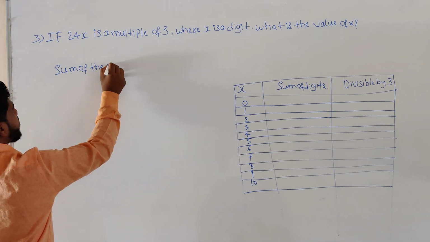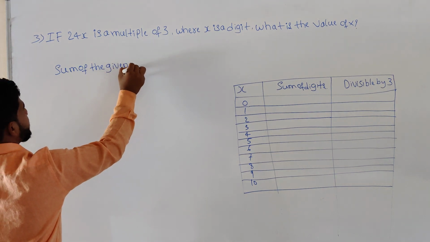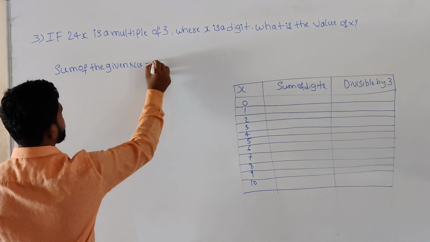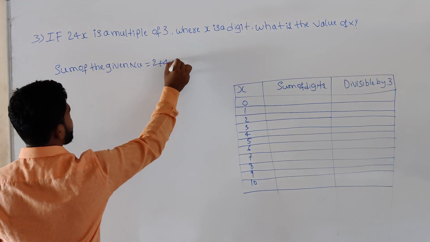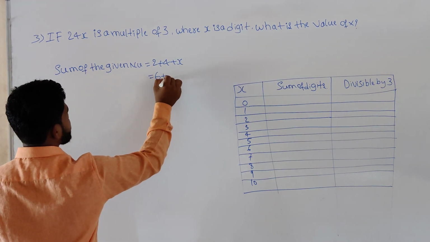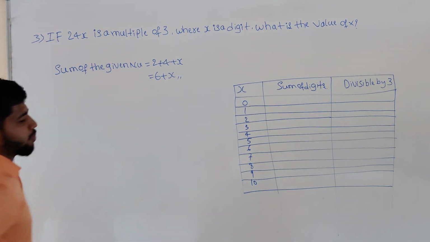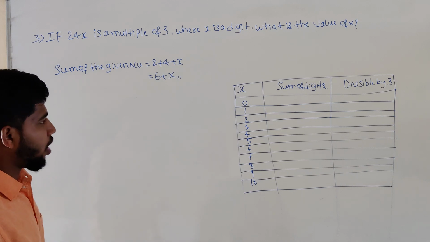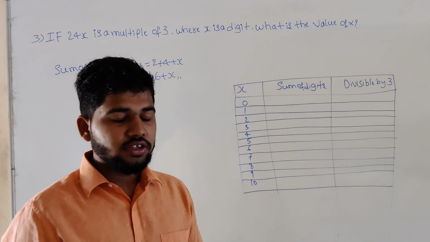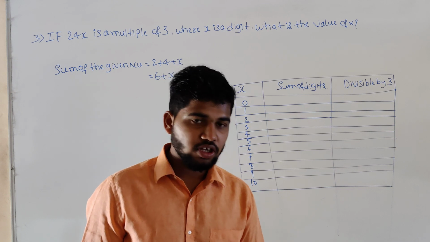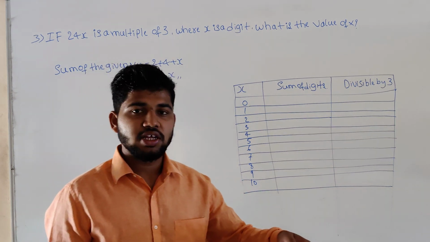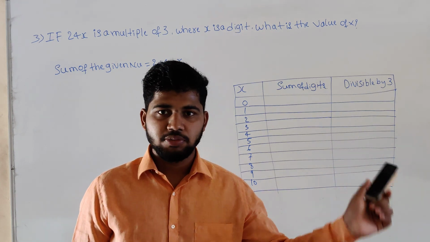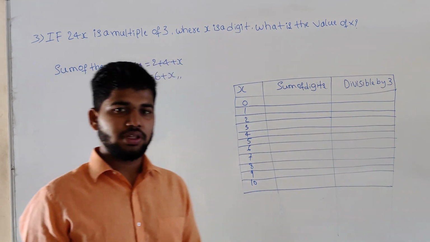The sum of the digits of the given number is 2 plus 4 plus x, so you are getting 6 plus x. 6 plus x is the sum of the digits of the given number. Now we have to find, in the place of x, if you put any value, it must be divisible by 3.